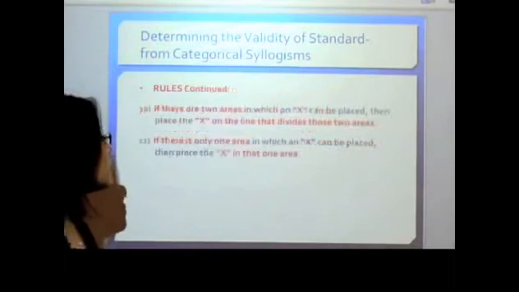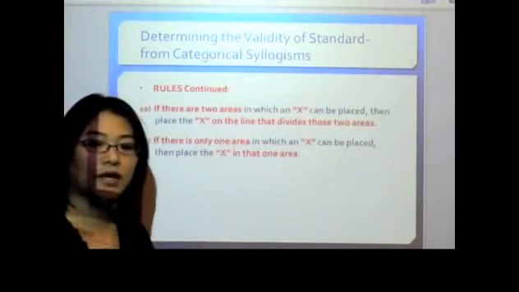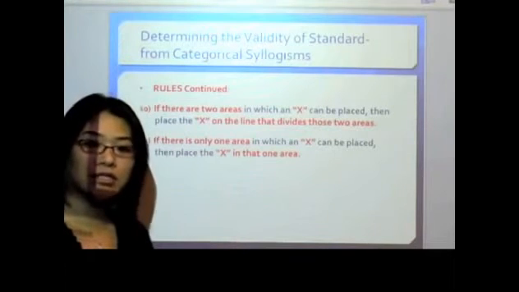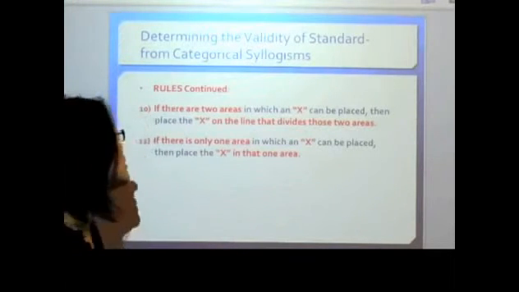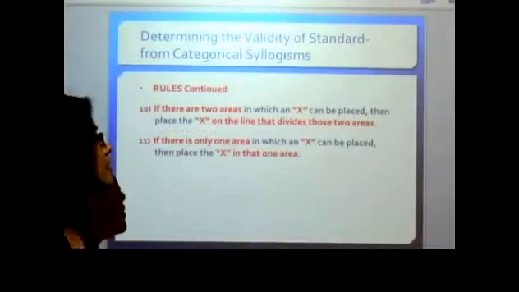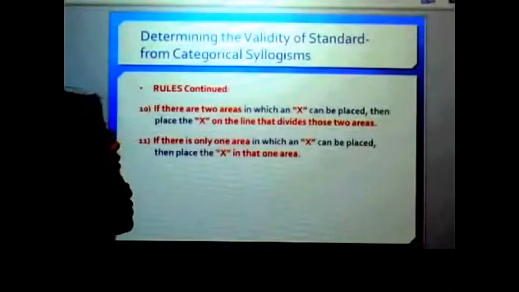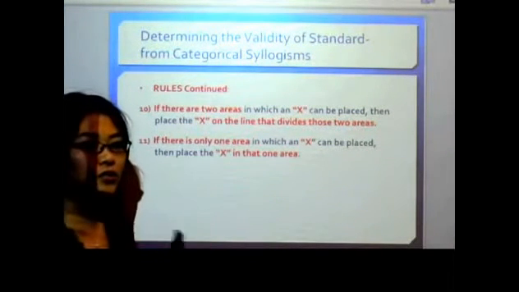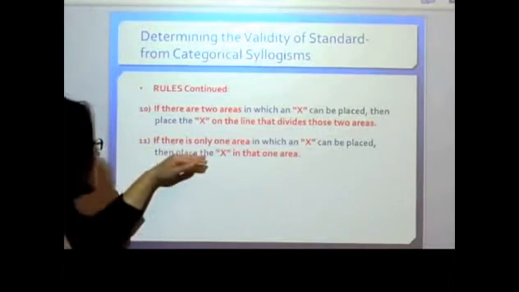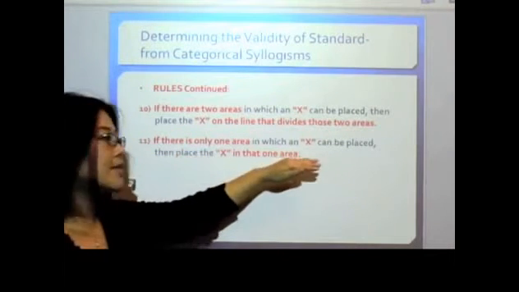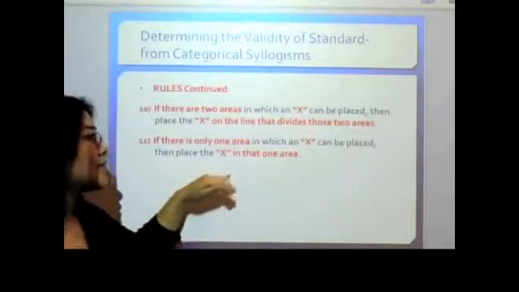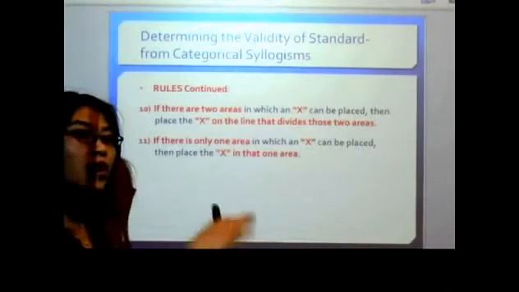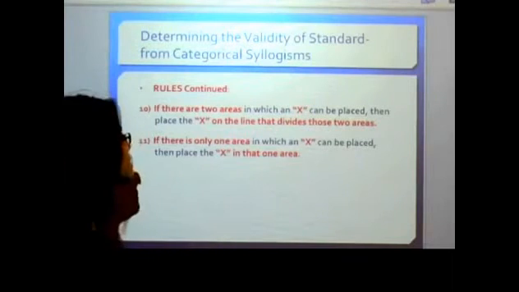However, these last 2 rules are specific to doing Venn diagrams of arguments, okay, specifically standard form categorical syllogisms. So if there are 2 areas in which an X can be placed, then you place the X on the line that divides those 2 areas, and if there is only one area in which an X can be placed, then place that X in that one area, okay? And I'll explain a little bit further what these 2 rules mean, okay?